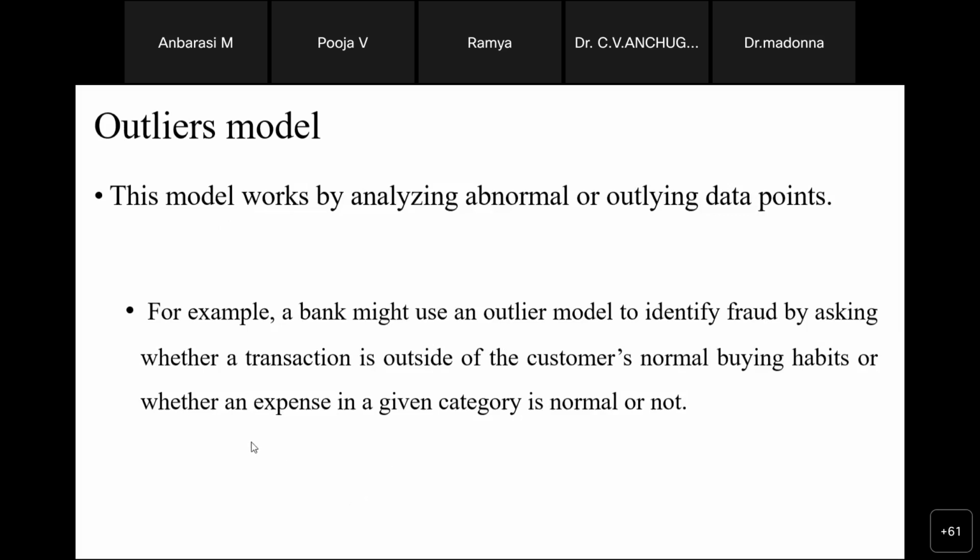Based on that, they can categorize the people and give them benefits, and they can also analyze further.